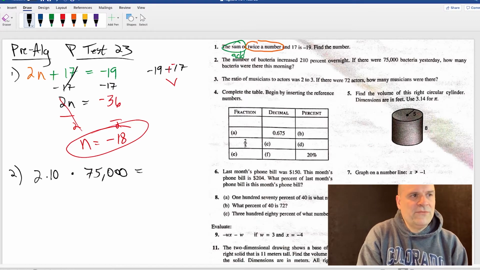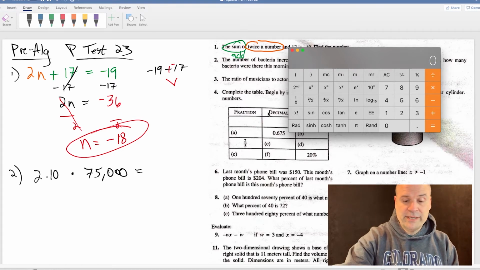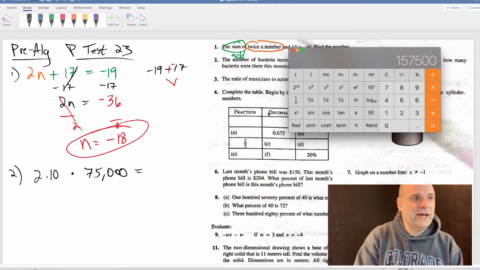So if we do that first, what do we get? Don't be afraid to use your calculator. Don't be ashamed. 75,000 times 2.1 is 157,500.